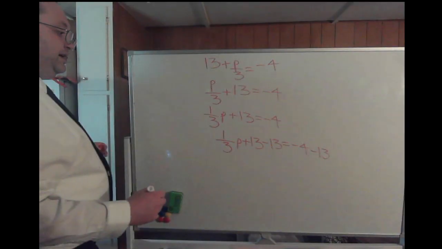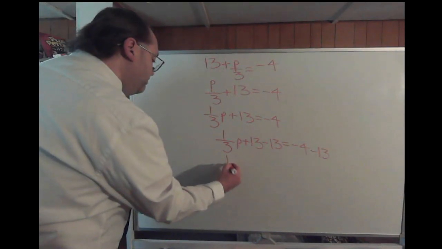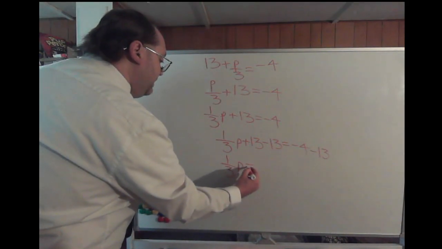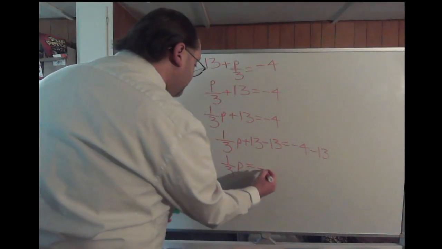So you'll have -4 minus 13. Well, 13 minus 13 on the left is 0. You'll just be left with 1/3 p by itself. 1/3 p equals, what's negative 4 minus 13? No, that's negative 17.